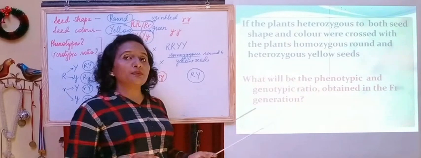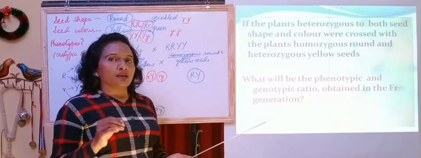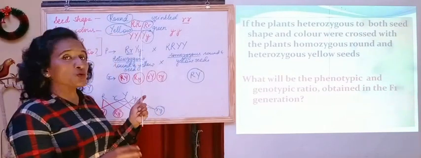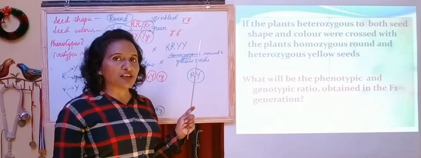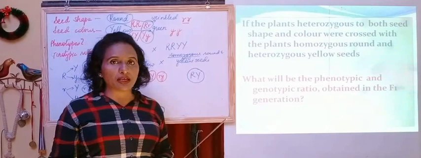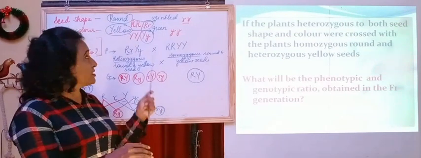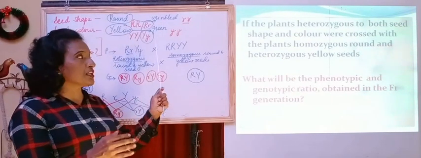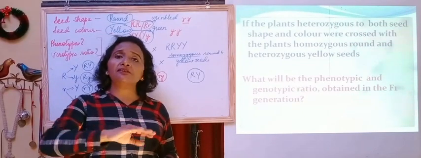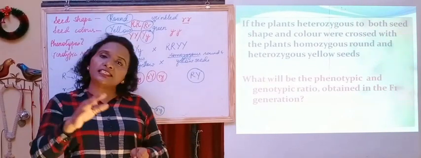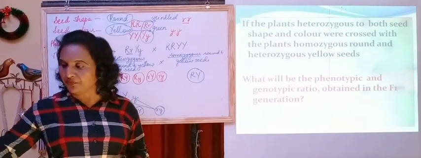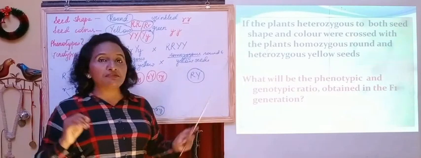Now we'll see the second problem. Let me tell you that I have taken the same traits so that it will be easy to understand very clearly. So I have taken seed shape as well as seed color in pea plants. I won't repeat it again because all the other problems we shall be solving today are based on these two traits only. Likewise, there are different traits on which you have to use the same method, and you will be solving those problems. Okay. So we'll see what is given to us.